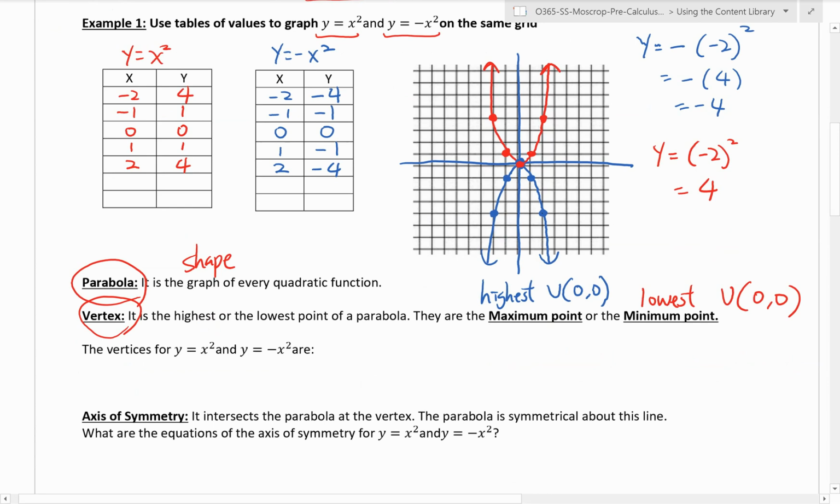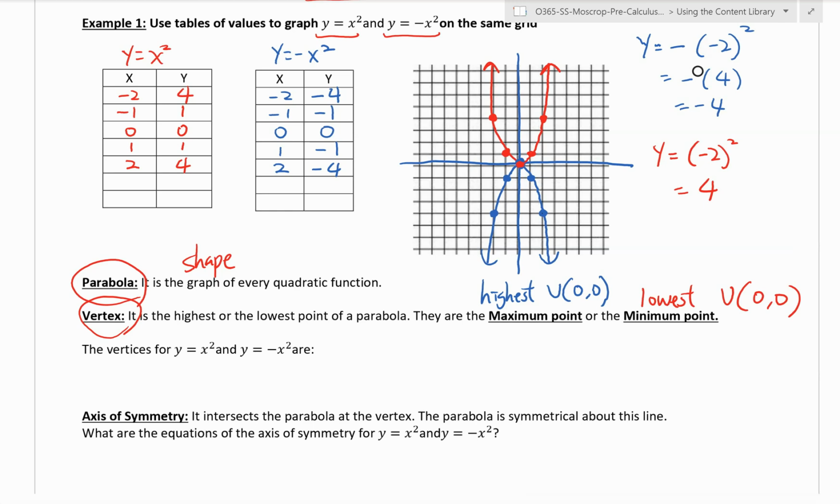Axis of symmetry. Notice how these two graphs are actually symmetrical. If you just look at the red graph alone, if you cover the bottom half, it's symmetrical, right? It's a mirror image. If you put a mirror right on the y-axis, what's on the right and what's on the left are exactly the same. So this line, the y-axis right here, is what we call the axis of symmetry.